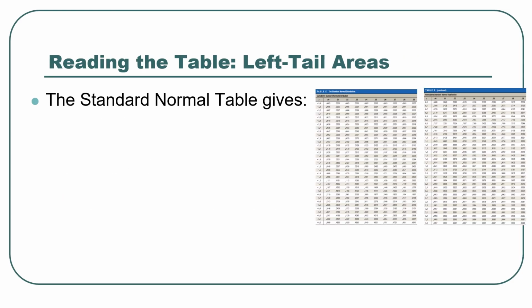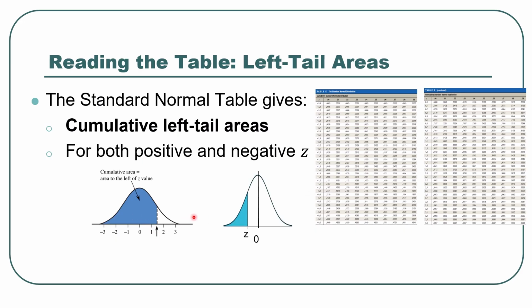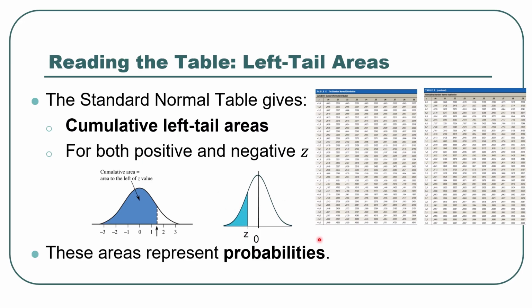So these probabilities, we are gonna read from the standard normal table, which will always give me the cumulative area to the left of a specific z value, and this z value could be positive or negative. If z is positive, it is to the right of 0. The area that I'm gonna read from my table is that area. And if z was negative, the table will also give me the area to the left of that negative z, and these are actually the probabilities that we would like to quantify.